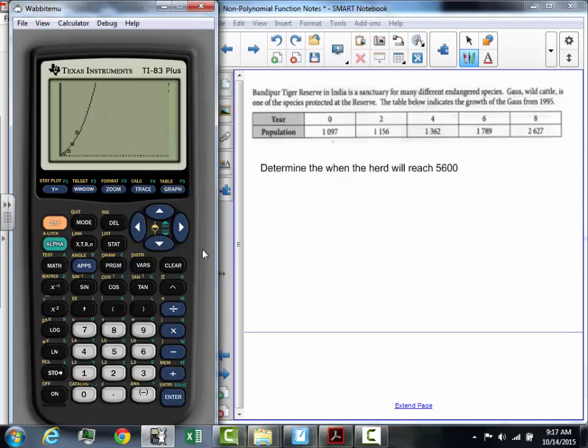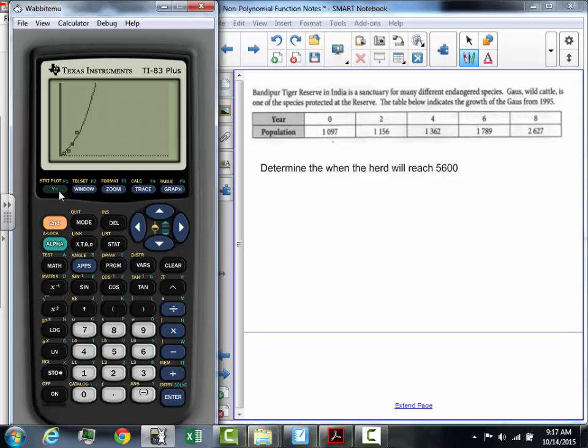It'll do its best to try to go through most of them. It's kind of like when I make you guys in science draw a line of best fit through things. There's a chance that it won't go through all of the points, and so you try to make it go through as many as you can. So that's what your calculator just did.